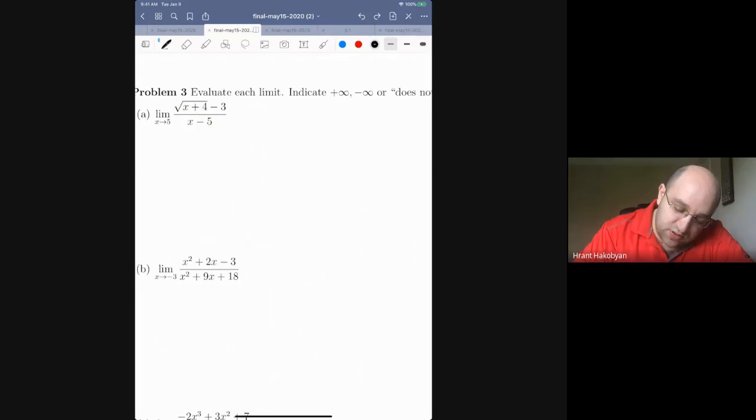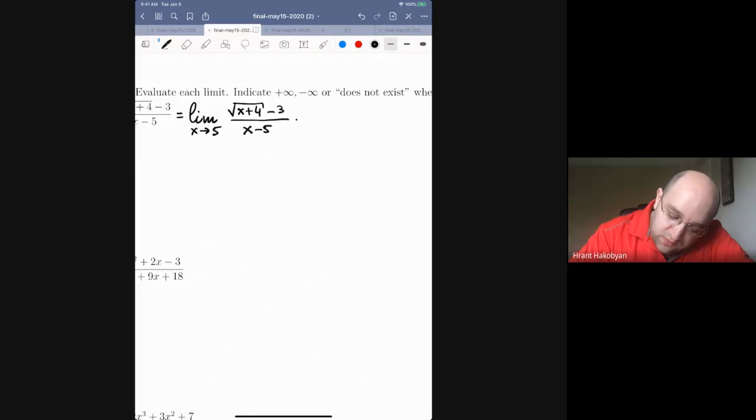So it's an indeterminate form of the type 0 over 0. We have to simplify this, and the way to do that is to multiply and divide by the conjugate of the top, the part which has the square root. So I'm going to do that. We have the square root of x plus 4 minus 3, divided by x minus 5. I'm going to multiply and divide by this expression here, but with a plus sign.